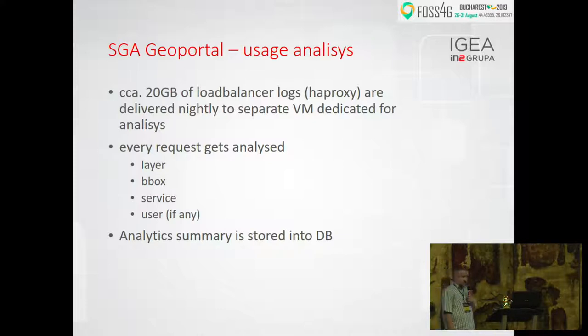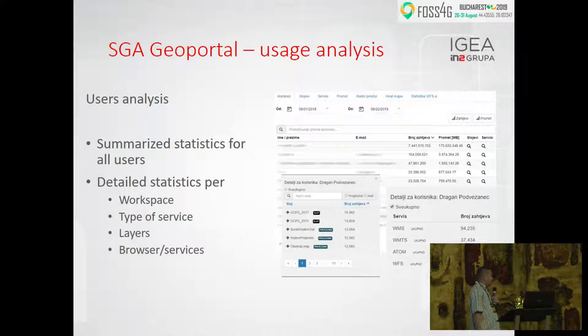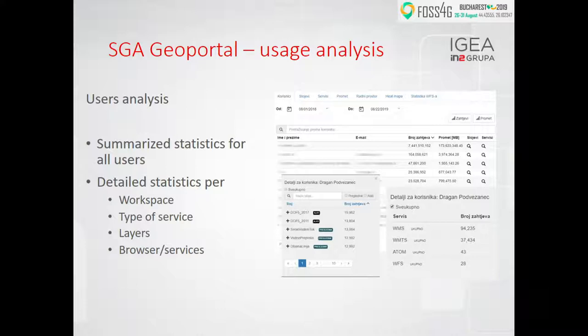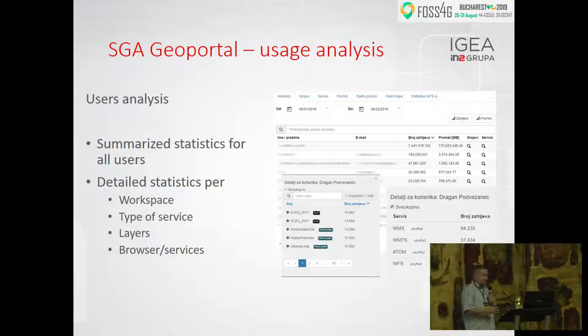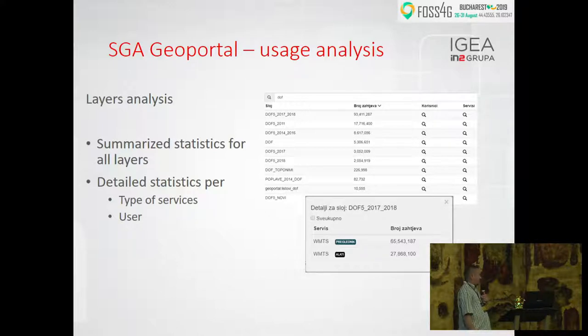The analytics summary, which is done through the night, is then stored into the database, and then we can see some statistics about it the next day. So in the administration application, the administrator can see summarized statistics for all users, how many requests there were, and how much traffic there was the last day. Also, he can pick the time range and get summary statistics for some date range. There are also detailed statistics per workspace, per type of service, per layers, and also we inject some headers from the web viewer, so we know that this request came from a web viewer. So we can also here distinguish the requests that came from a web viewer from those requests that came from services.